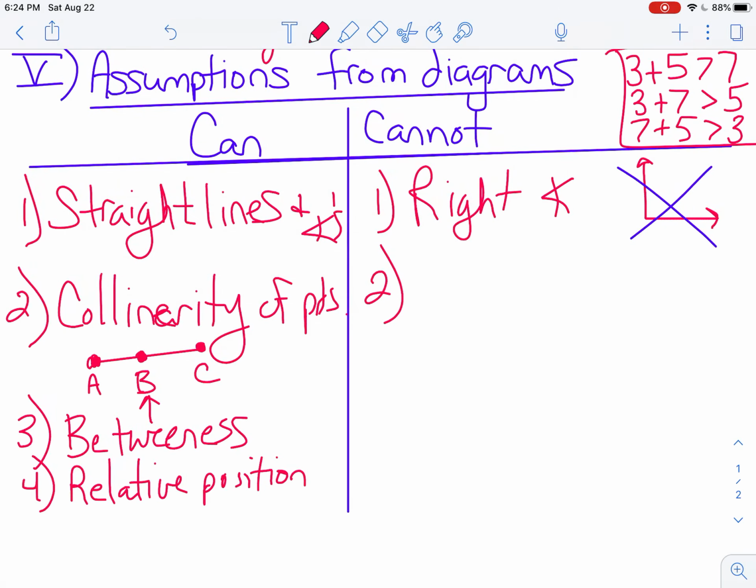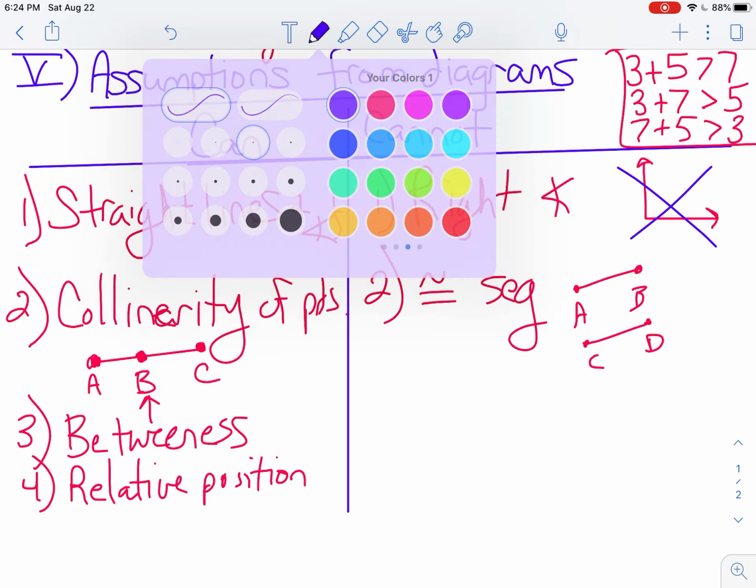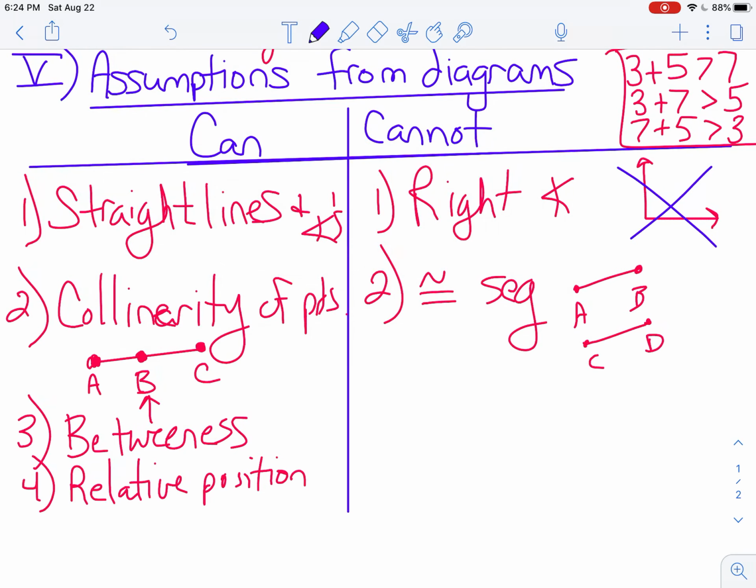We cannot assume. The next thing you cannot assume are congruent segments. I'm going to be lazy and use the symbol to get you guys used to it. If I drew two segments, AB and CD, and I said, are those congruent? You would say, no, we have no idea. Unless you see tick marks on them, they are not congruent. If I don't see tick marks, those are not congruent. We have no assumption about that whatsoever. This is so important.